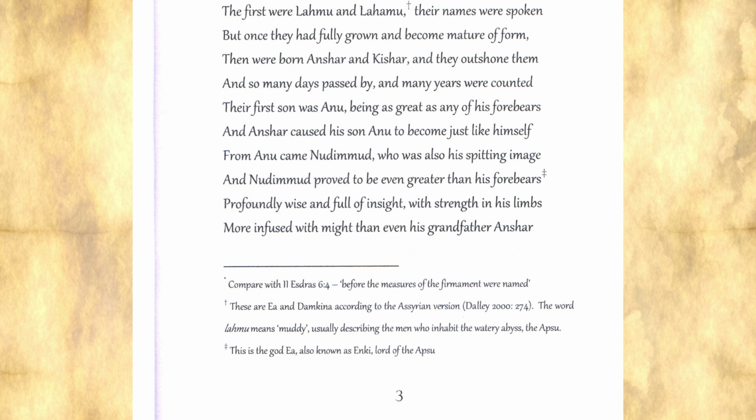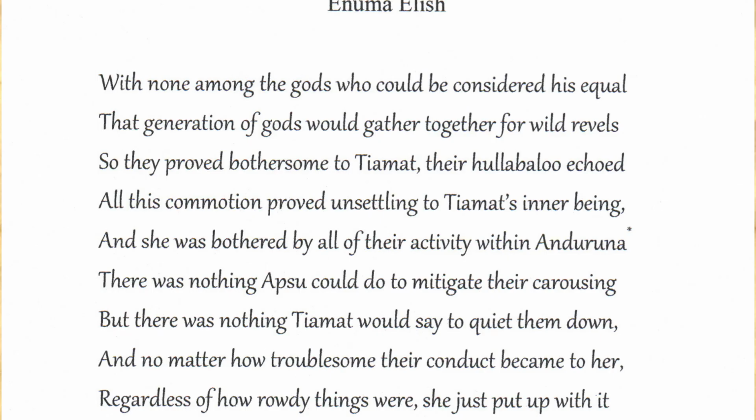We left off on page 1, and Nudimmud proved to be even greater than his forebears, profoundly wise and full of insight, with strength in his limbs, more infused with might than even his grandfather Anshar. This is your after yourself getting stronger and stronger than your earlier self. You're becoming offspring of your earlier being, with none among the gods who could be considered his equal. That generation of gods would gather together for wild revels, so they proved bothersome to Tiamat. Their hullabaloo echoed.